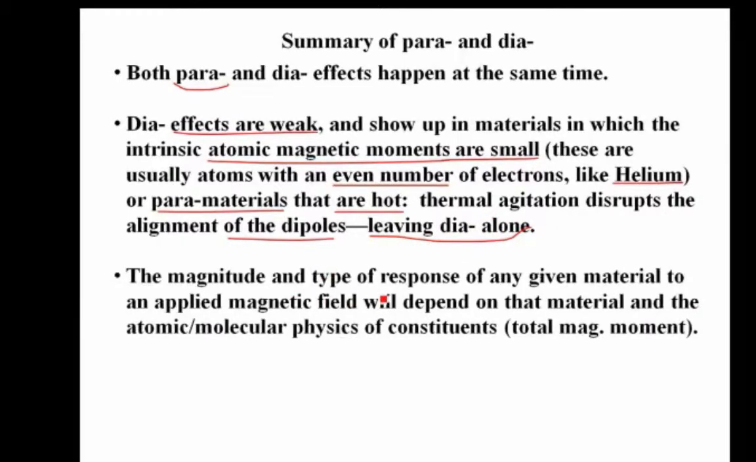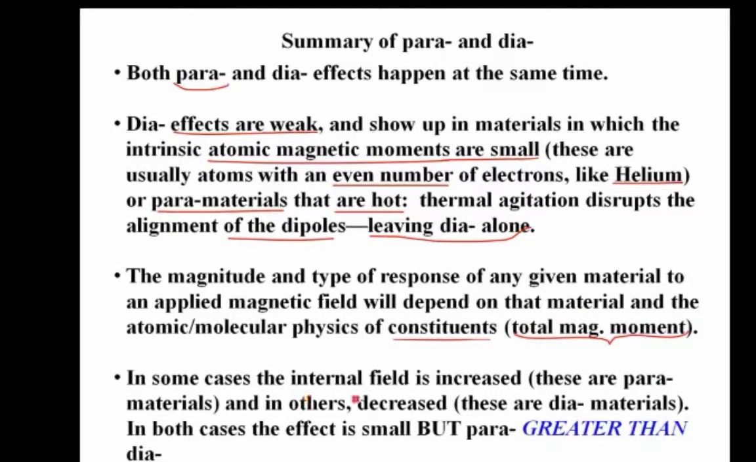The magnitude and type of response of any given material to the applied magnetic field will depend on that material and the atomic and molecular physics of its constituents. This predicts the total magnetic moment of the block of material. In some cases, the internal field is increased. These are the para, and in others it's decreased. These are the dia.